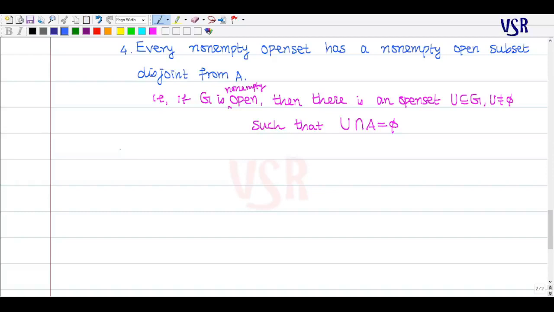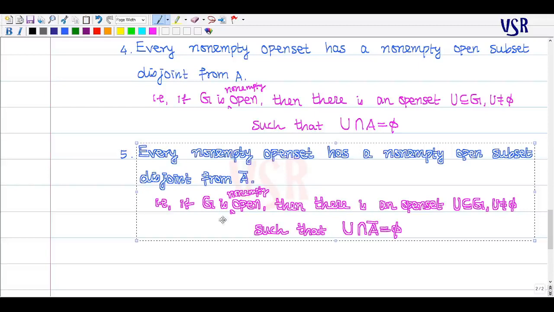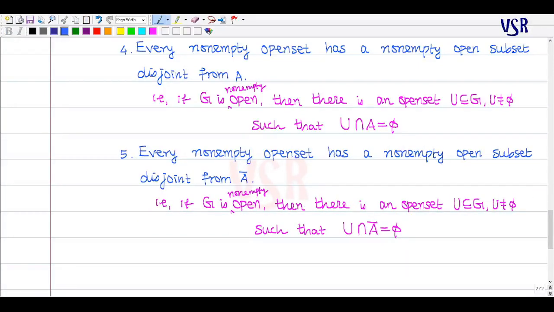So fifth point. இதே தான், every non-empty open set has a non-empty open subset. அதுக்கு பதிலாக இந்த இடத்துல மட்டும் ஒரு சின்ன சேஞ்ச், an open ball disjoint from capital A. Okay, so these are all the properties we are going to prove.